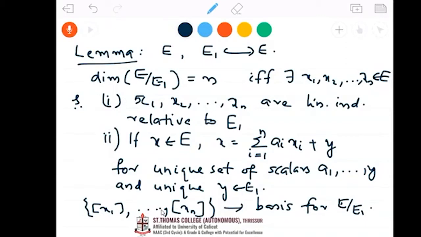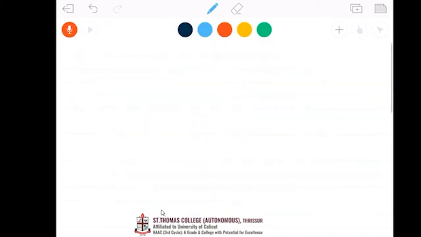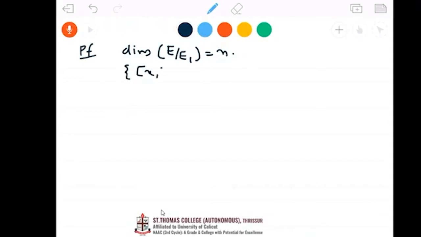Now we may prove this lemma. First I am taking the dimension of E over E1 equal to n. Therefore, E over E1 has a basis which contains n elements. I am taking this basis as class x1, class x2, etc., class xn. So there exists such a basis.